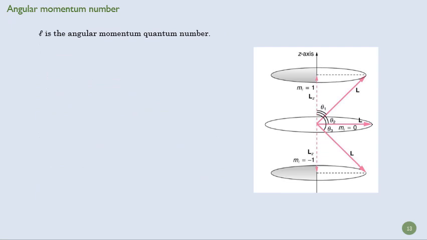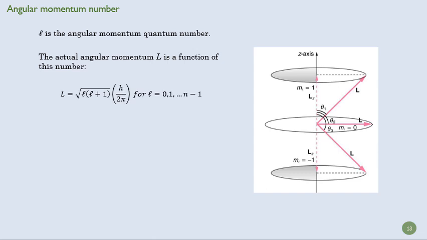L is the angular momentum quantum number. I'm not going to get too much in detail about some of these values, but we should know that they describe something physical about the electrons. This describes the angular momentum of an electron. So if we take that number L and put it in this equation here, where this is Planck's constant, then we actually get a value for its angular momentum. That is, how much rotational momentum does it have as it circles around the nucleus.